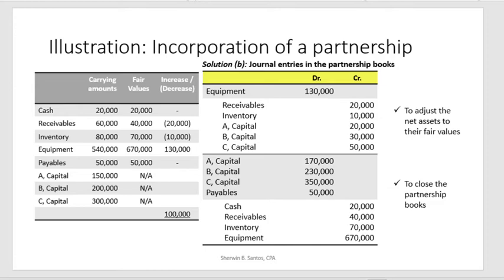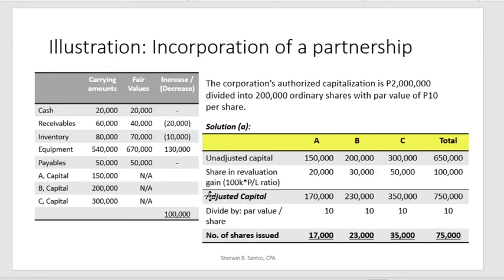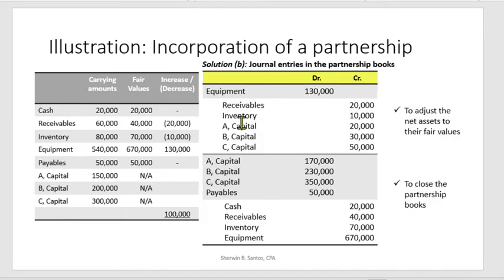So how do we journalize down the transaction? So given the items, first, 'di ba? We have to restate muna their fair value. So debit ka ng equipment 130,000, credit ka ng receivables 20,000 kasi nabawasan 'yan, inventory 10,000 kasi nabawasan 'yan, and yung difference niyan na 100,000, 'di ba na-compute na natin dito kanina na magkakaroon ng increase on their capital credits. So debit credit A capital, B capital, and C capital for 20, 30, and 50,000 respectively. So first step 'yon, yung pag-adjust ng net assets to their fair values.